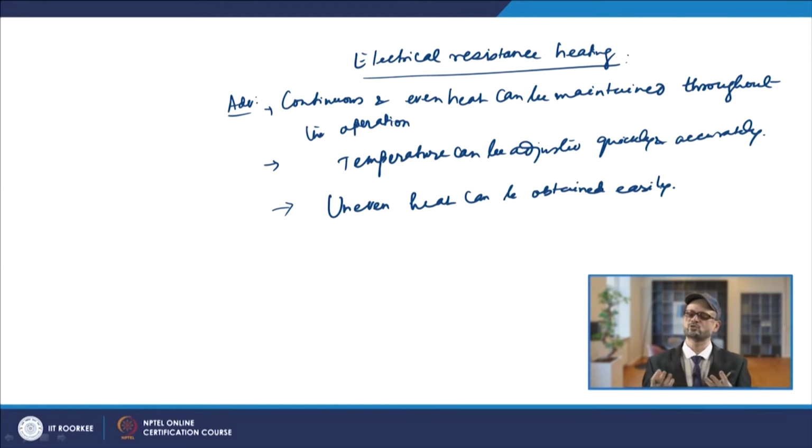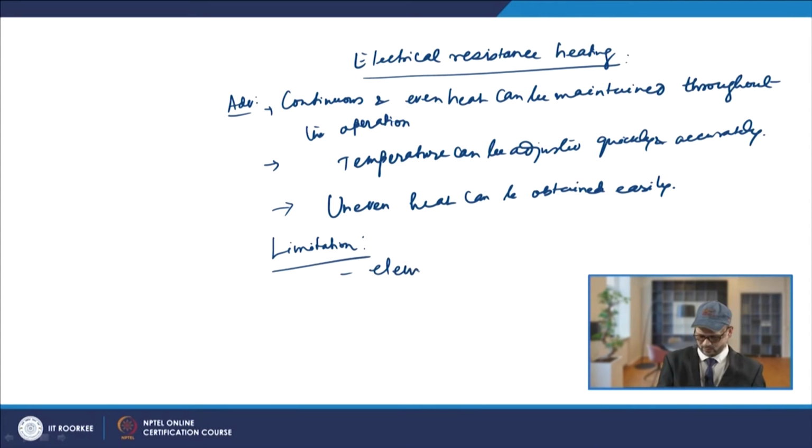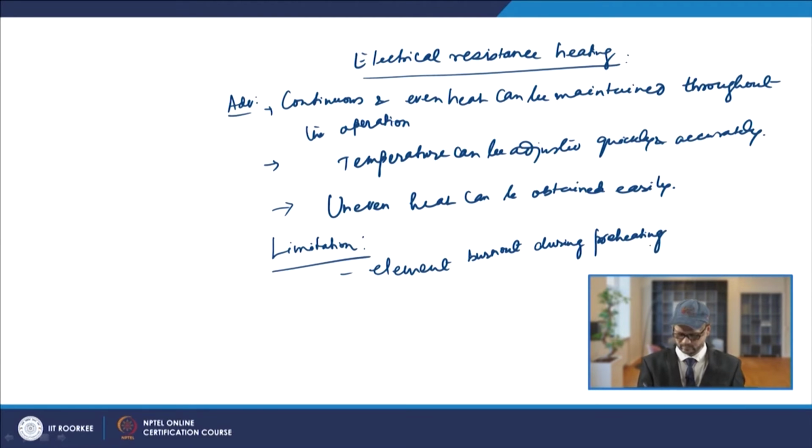However, this electrical resistance heating method also has certain limitations. There may be element burnout while working during the preheating. And many times, taking the example of pipes, a short circuit may happen, and that may produce a spot inside, which may be the place of initiation of a crack. So that is another possibility of defect in the case of electrical resistance heating.